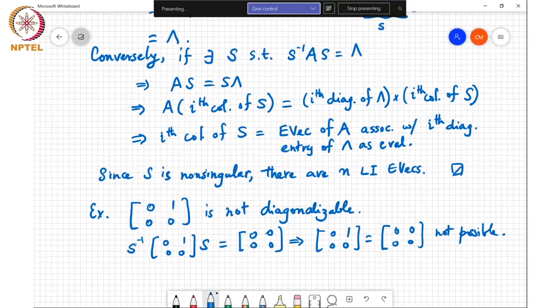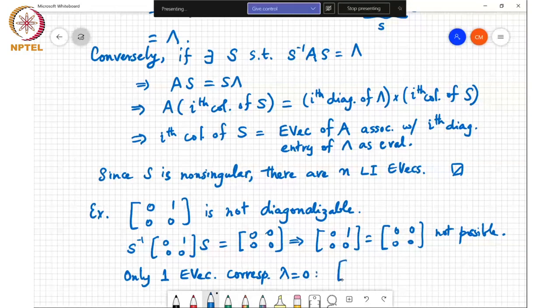In fact, this matrix has only one eigenvector corresponding to lambda equal to 0, which is the vector 1 0. If I multiply this matrix by 1 0, I will get 0 0. So 1 0 times this matrix is equal to 0 times 1 0, and so 1 0 is an eigenvector of this matrix corresponding to lambda equal to 0, and I cannot find any other linearly independent eigenvector of this matrix A.